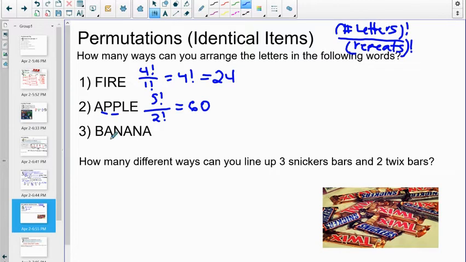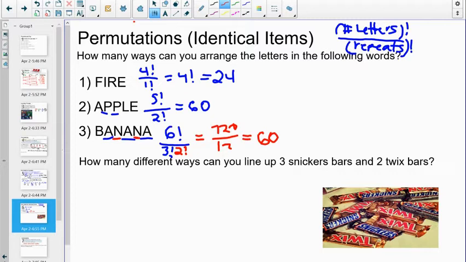And then banana, we have how many letters? 6. So 6 factorial over 3 factorial for the 3 a's. Those are the a's, the repeats, but then there are also n's that are repeated. So we have to take account for those n's too, and that's how many ways you can arrange those 2 n's. And that is going to equal 720 over 12. So then that's going to get you 260.